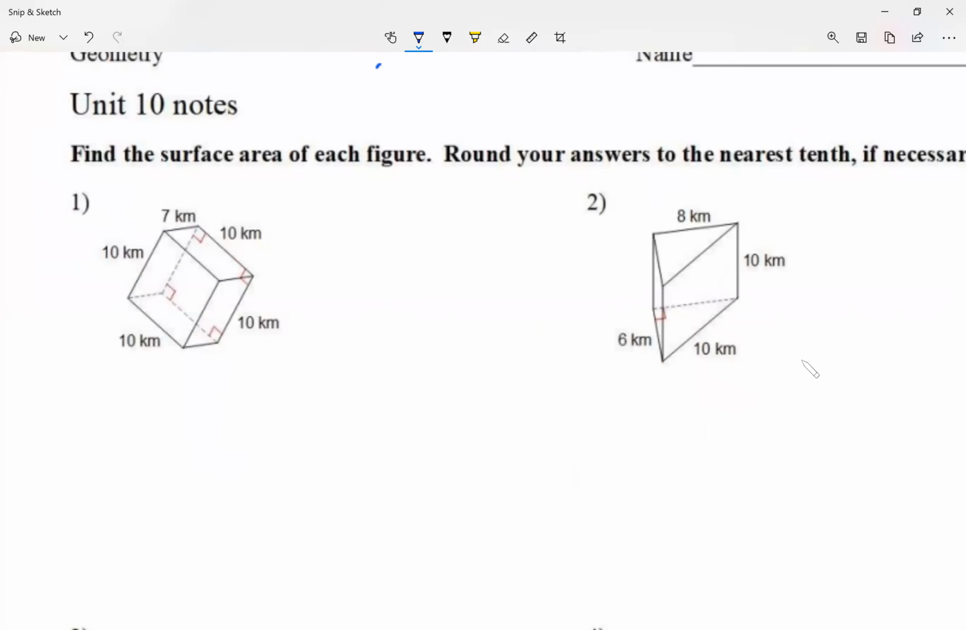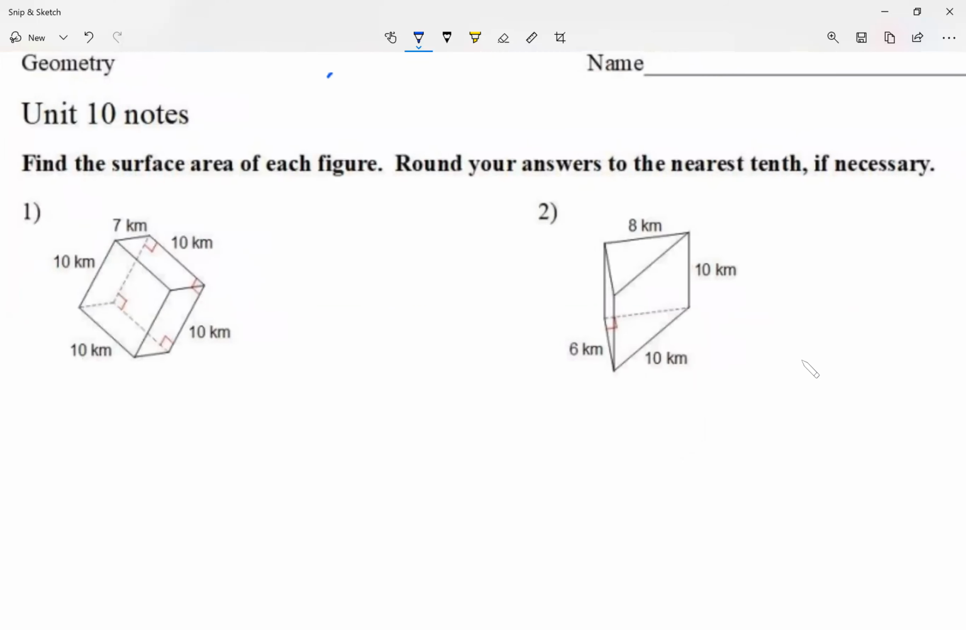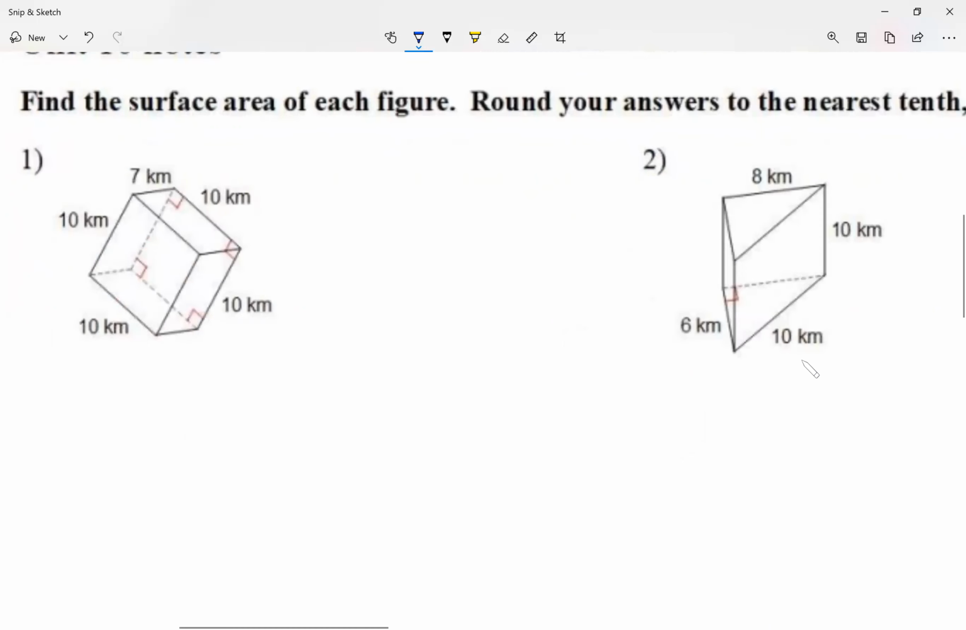Find the surface area of each figure. Round your answer to the nearest tenth if necessary. So there will be some decimals in some questions. The first thing I should be looking at when I look at a prism is whether there's a shape that is not a rectangle. In question number 2, I can see a shape that is not a rectangle. Now let me come back to number 1. All the sides are rectangles.